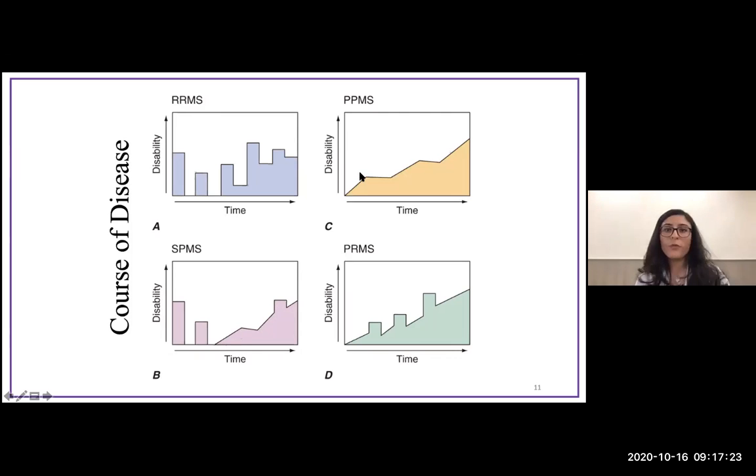And not improve. The primary progressive disease, he's going to just get worse from the start without bouts of relapse and remission. And the worst one is the primary relapsing form of the disease. The patient gets worse over time, and he will have, on top of that, exacerbations for the disease. This is the worst one, and relapsing remitting is the most common form of the disease.